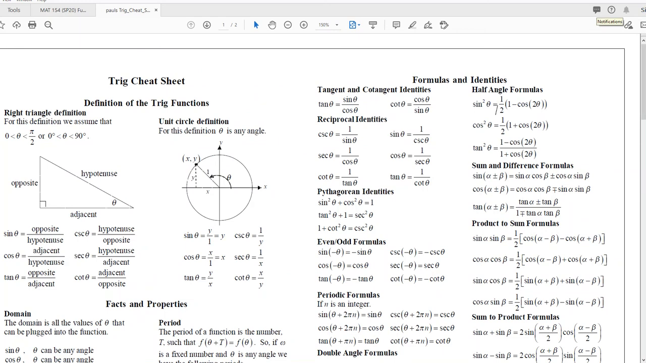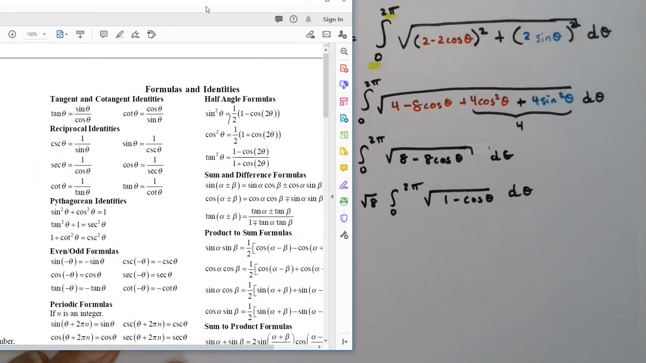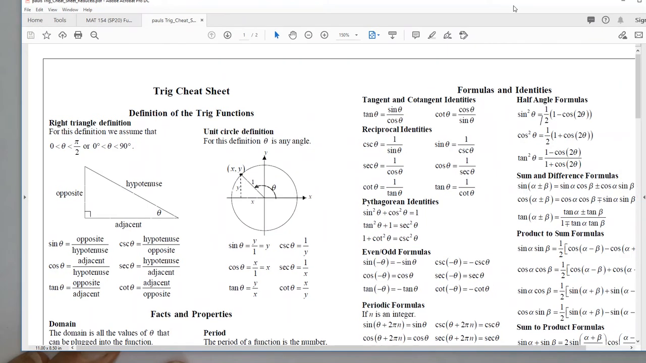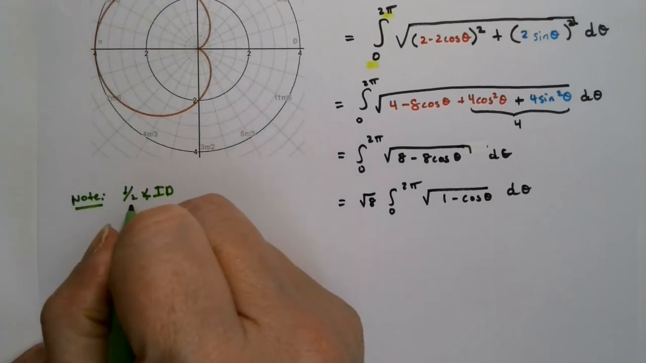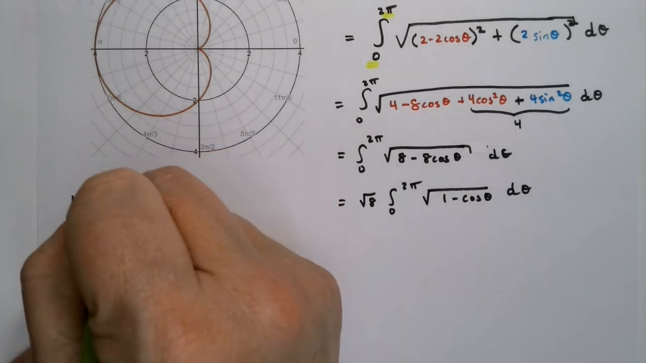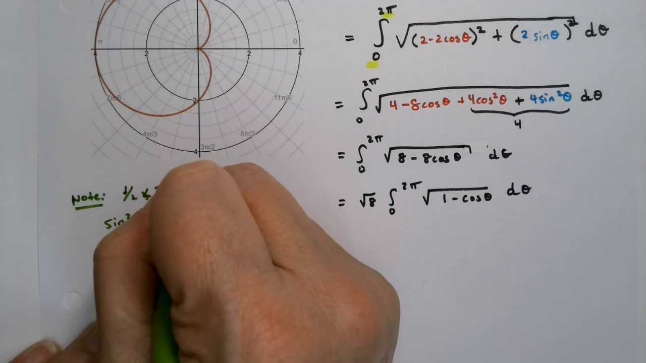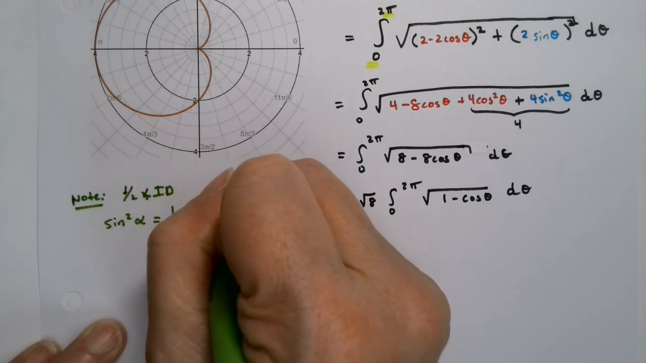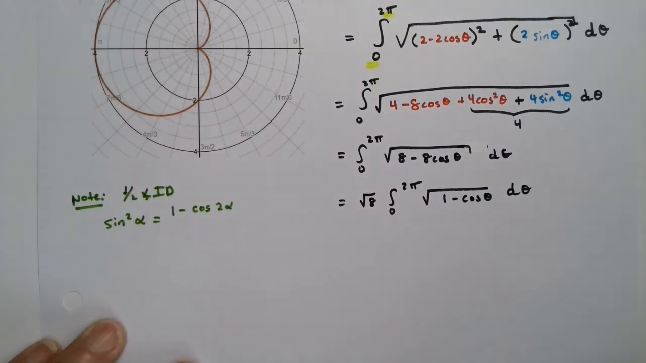So, note. Let's see, the sine squared half angle identity. Let me just move this over so we can see what I'm writing. Oh, there's no good way to do this. Sorry, I'm going to have to make it go away. So the half angle identity says that sine squared of some angle alpha is equal to 1 minus cosine of 2 alpha, times half. Let me just do it that way.